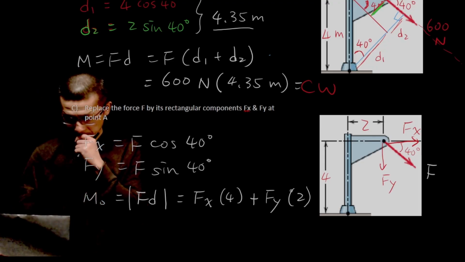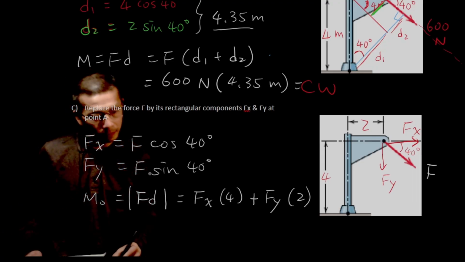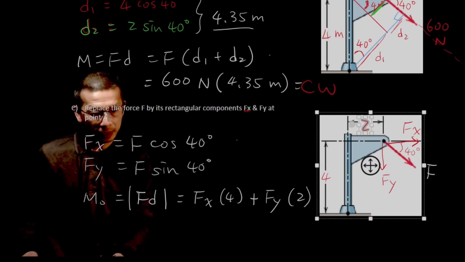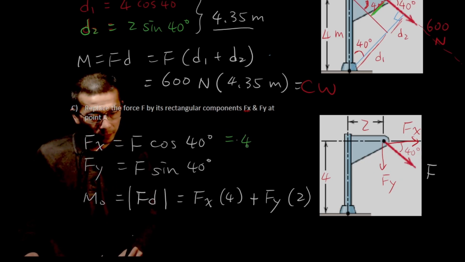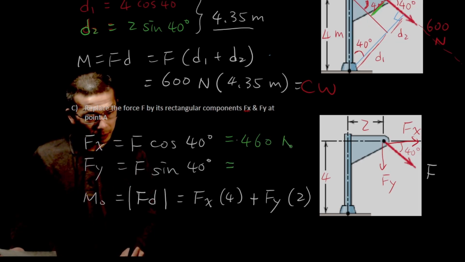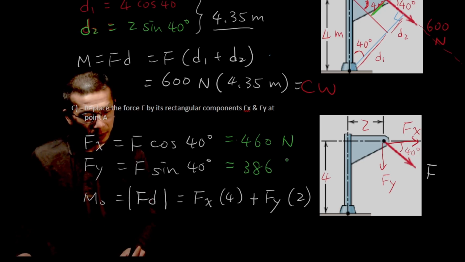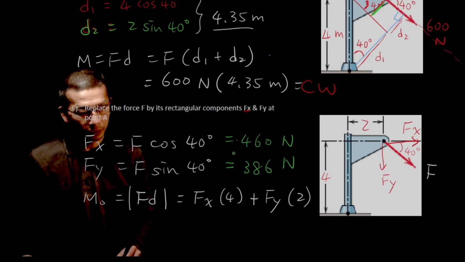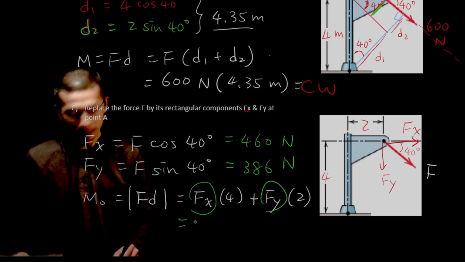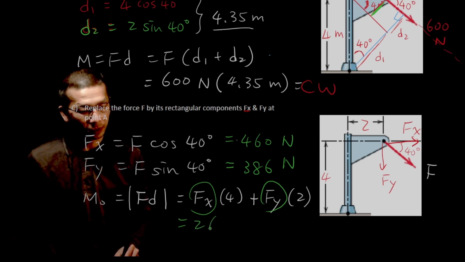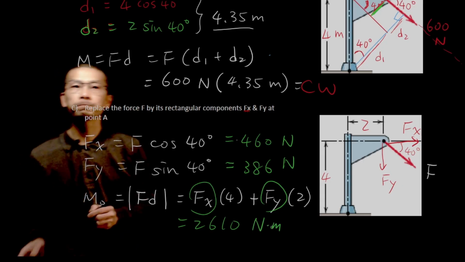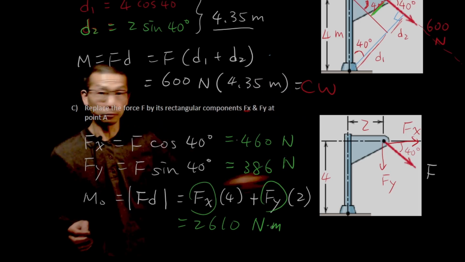Okay. So if we solve this, I have the number here. This could give us 460 newtons and 386 newtons. Put into those terms, Fx and Fy will give us the final moment, again 2610 Newton meter in the clockwise direction.